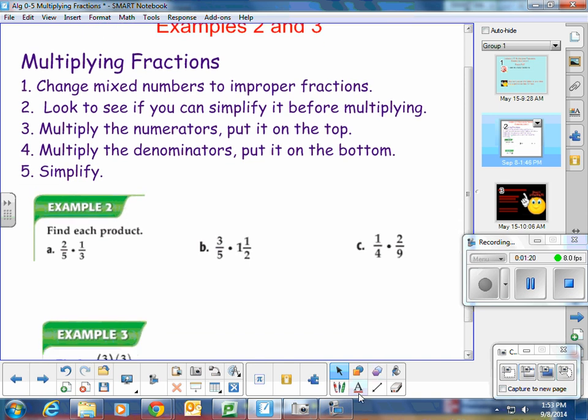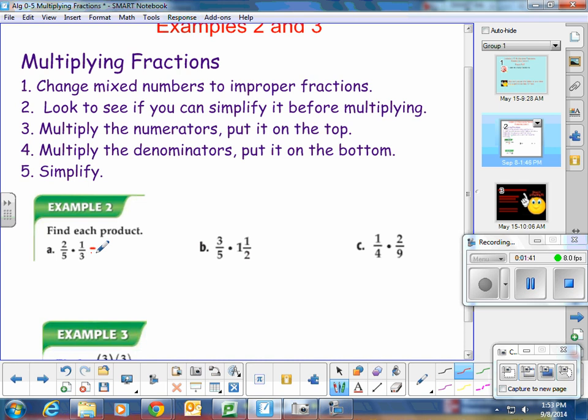Our first example, 2/5 times 1/3. I don't have any improper fractions, so I can go ahead and move on to step 2. If I look at my numerators and denominators, I do not have any that I can simplify before multiplying, so we're on to step 3.